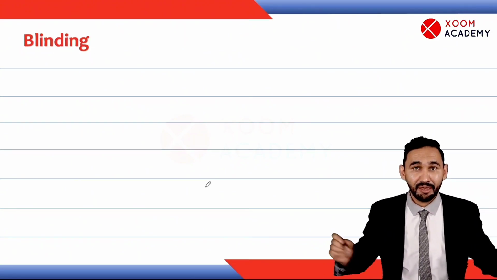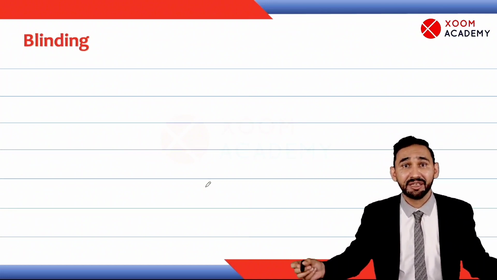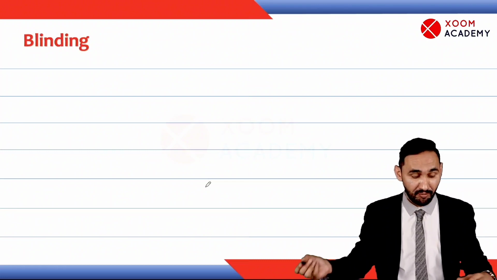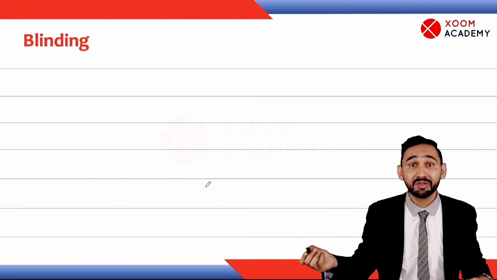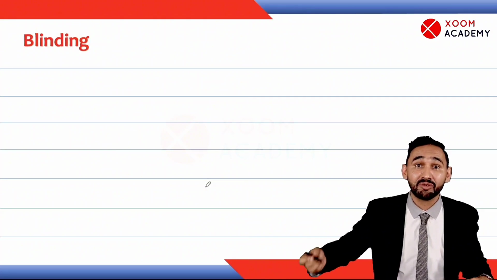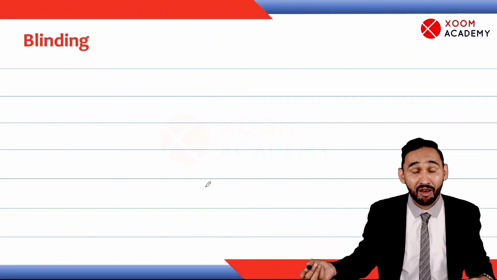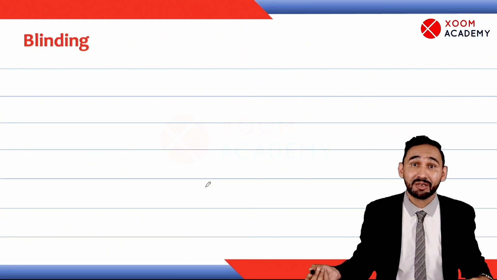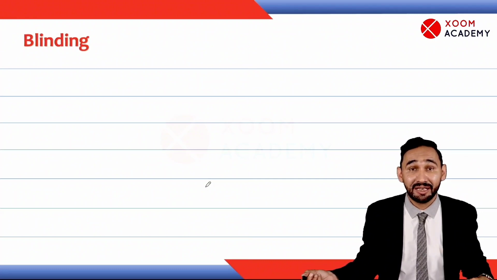Blinding. We have seen that bias is present in various studies. Bias is present in randomized controlled trials. We have already done randomization to reduce the bias, but bias is still present, so we have to do blinding. What is blinding? A process in which we try to reduce the bias by blinding observers, participants, or analysts.